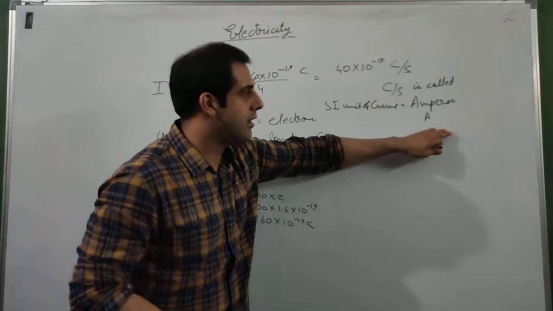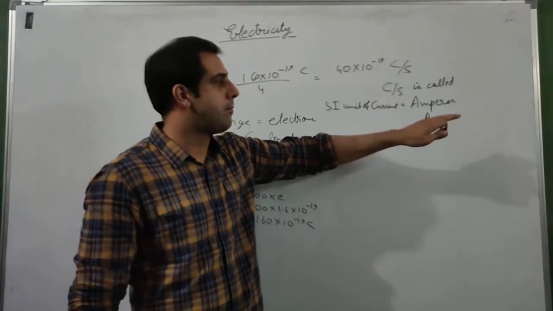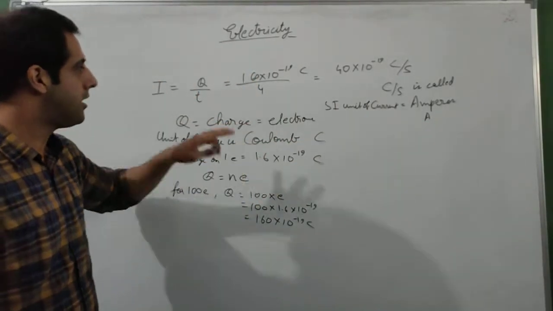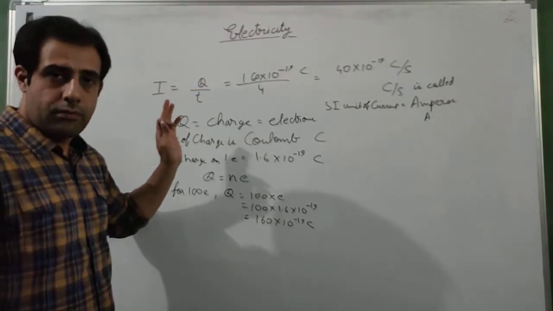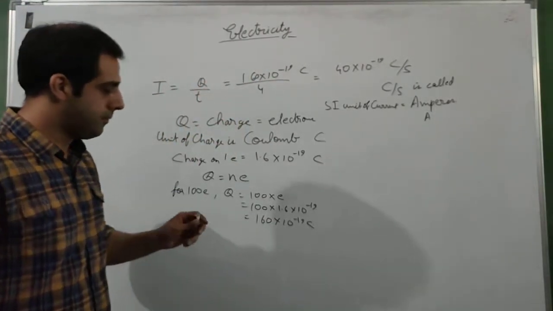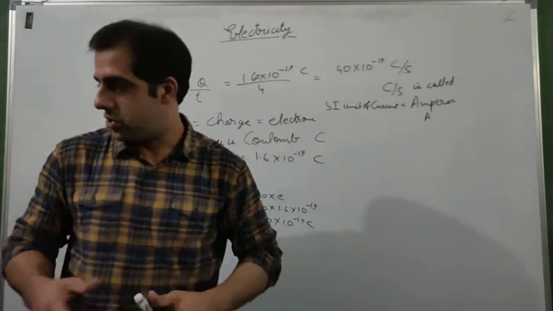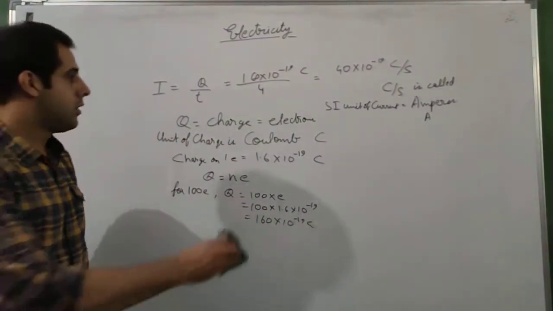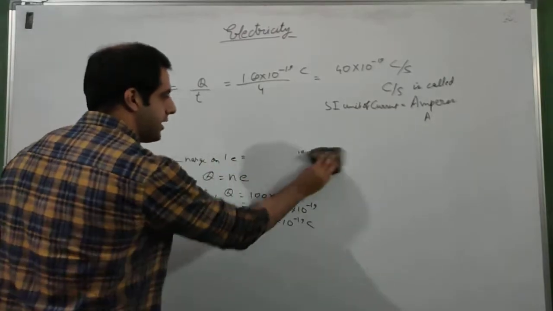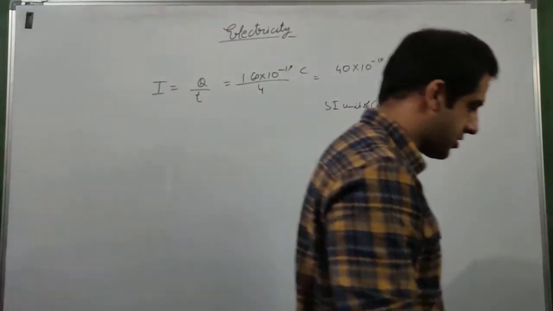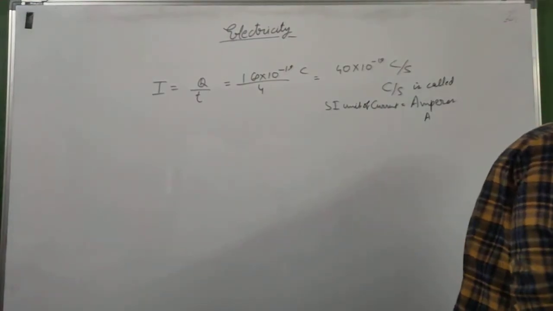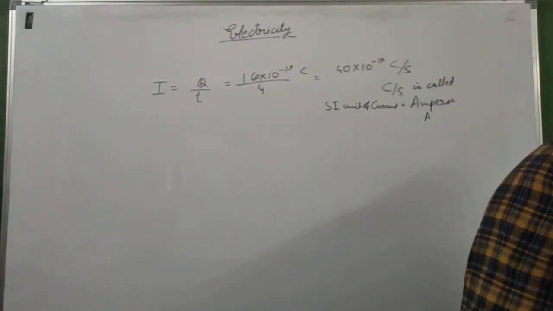So it is very important that ampere is a fundamental unit, and the formula to calculate ampere, to calculate current, is equal to Q by T. Okay, so this will be your formula. So let us do one question. The questions will be done just like this. It is not a difficult topic, very easy to understand. You just have to keep in mind the concepts.